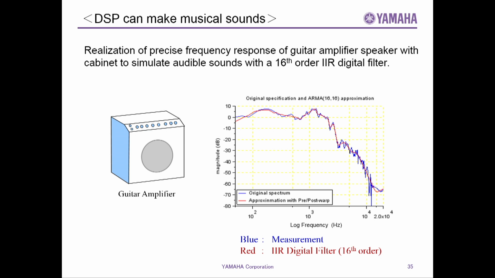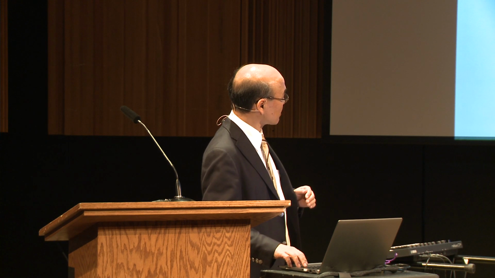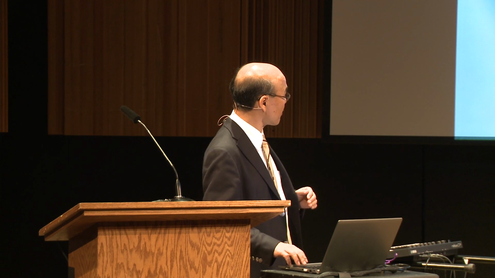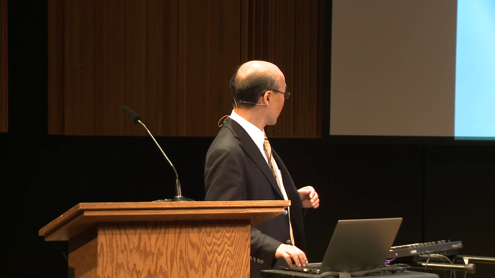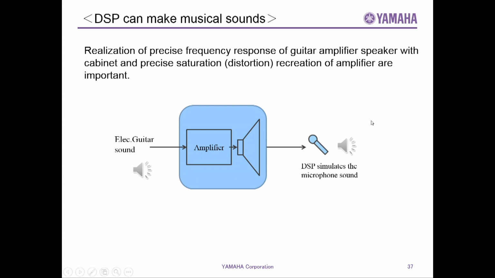And my filter, which I described in my doctoral thesis, can emulate it like this, the red line. I will get to that later today. But anyway, the red line can track the sound response of the original guitar amplifier, speakers and cabinet. I actually used a 16th order IIR digital filter. Okay, this might be good for today.